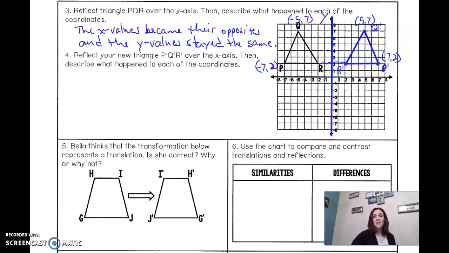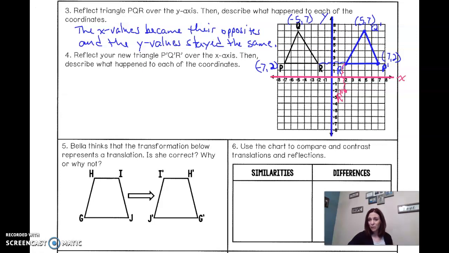Okay, so the next one here says reflect our new triangle, notice P prime, Q prime, R prime, over our x-axis. All right, so I'm going to again focus on the correct line of reflection and describe what happened to each of the coordinates. All right, so I'm focusing on my new triangle here. Again, R prime is 2 units above, so we would go 2 units below, right? Now, how we denote this now is to say R double prime. We put 2 lines by it, okay?